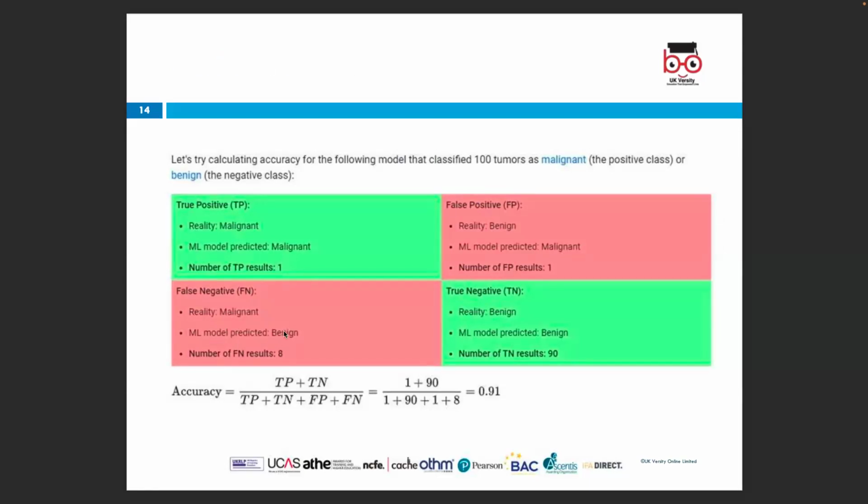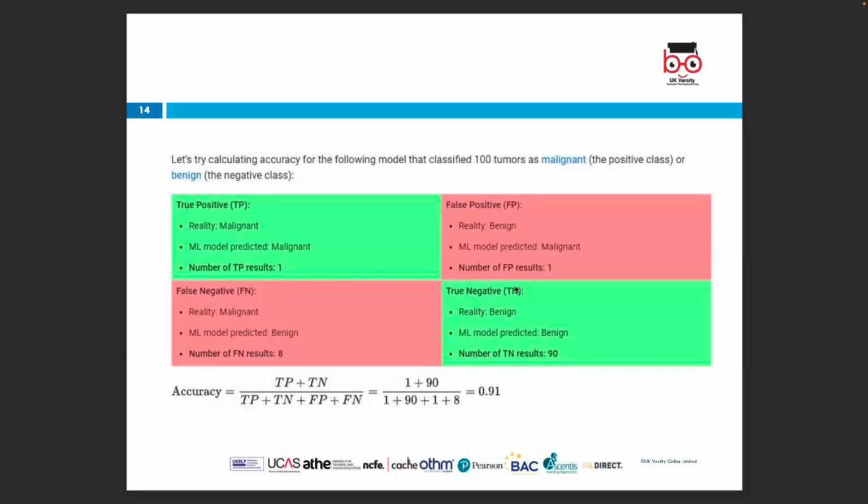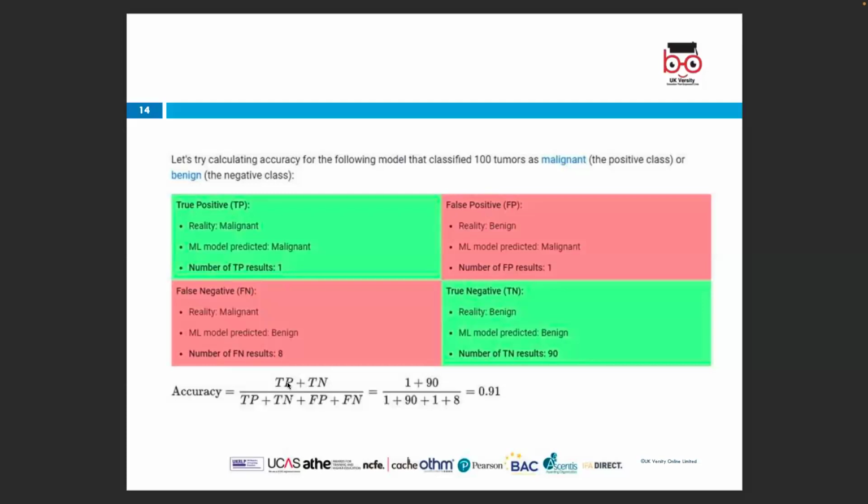The ML model predicted benign, and the number of false negatives is 8. And then the last one, true negative, TN: reality is benign, the negative, and the ML model predicted benign. The number of TN results is 90. And then the accuracy is TP plus TN, like we saw here, the number of correct predictions. That is 90 plus 1, divided by the total number of predictions, which is TP, 1, plus TN, 90, plus FP plus FN.